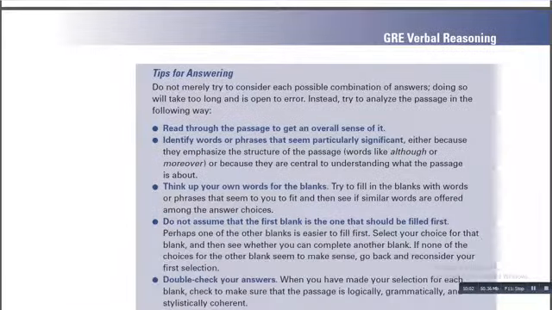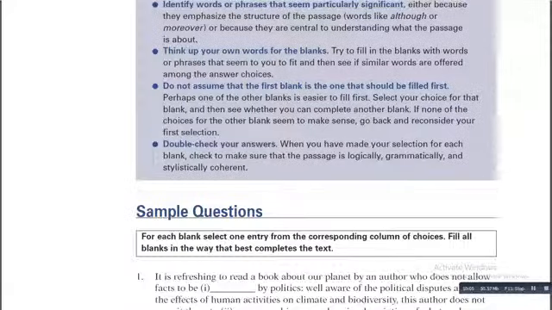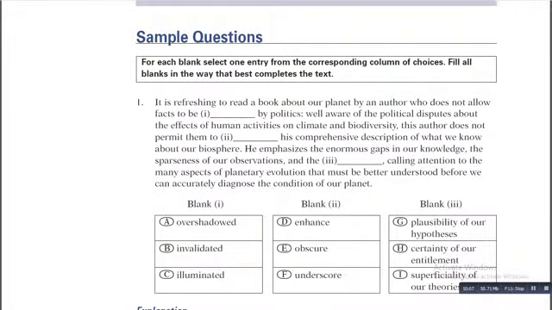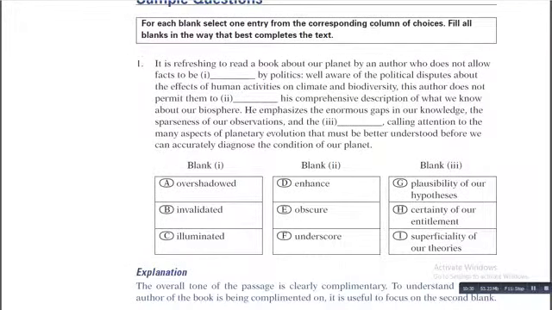Always read the instruction before you start the question. It's very important. Now, look at the instruction. For each blank, select one entry for the corresponding column of choices. Fill all blanks in the way that best completes the text. Now, these are the blanks: one, two, three. So they have different options for the blanks. For the first blank, they have A, B, C. For the second blank they have D, E, F, and for the third one they have G, H, I.